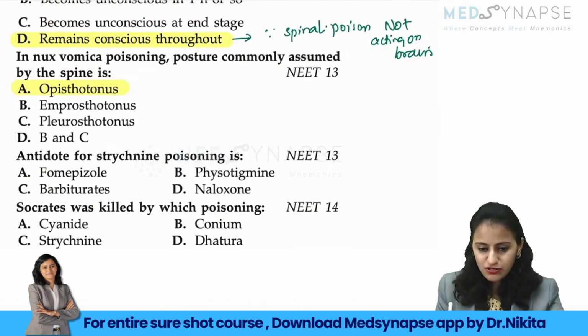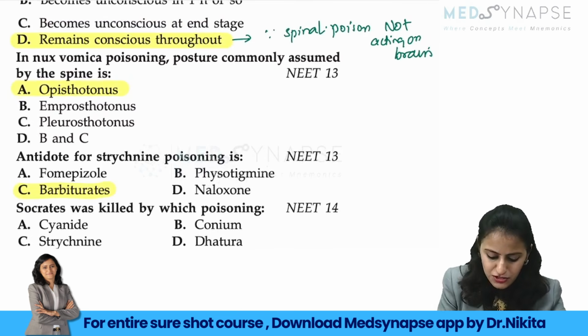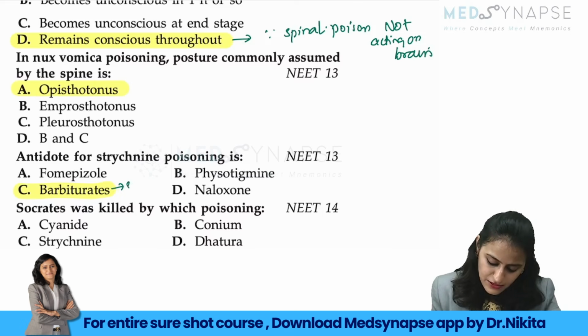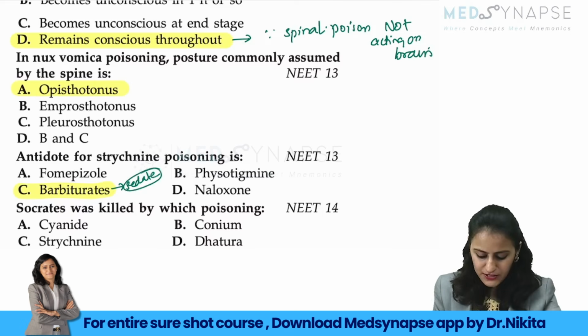The antidote for strychnine poisoning is barbiturates. This is excitatory strychnine, so you want to sedate and calm the brain. So we will give barbiturates.